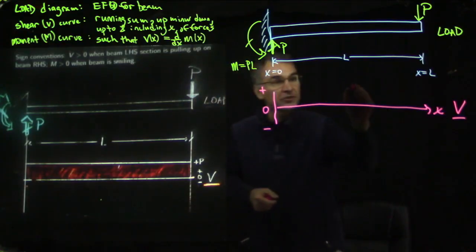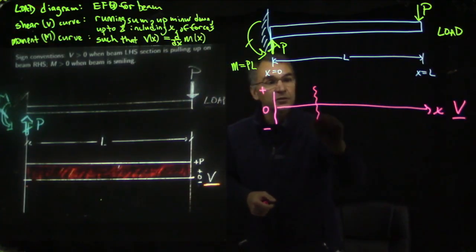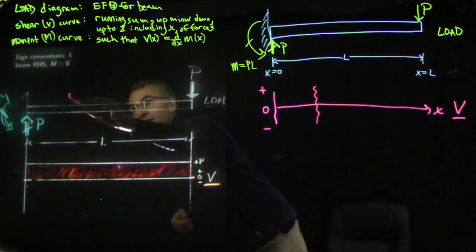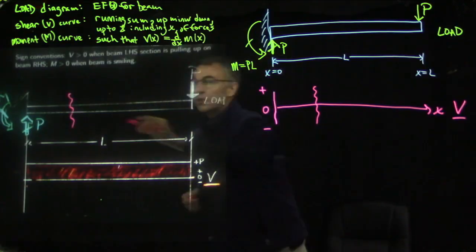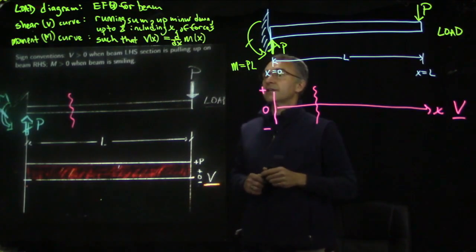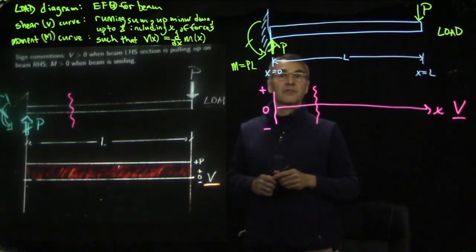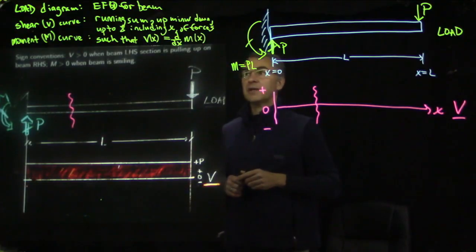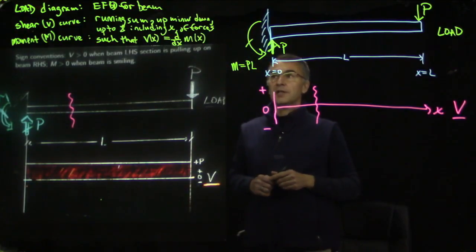So as a function of X, suppose we say this value over here is a quarter of the way across. Then you're saying, okay, if I cut the beam a quarter of the way across, what force does the left side have to exert on the right side to hold it up? And the sign convention is such that if the left side has to exert an upward force on the right side, then it is positive. Another way to say it is that it's the running sum, up minus down, of all forces on the beam up to and including X.